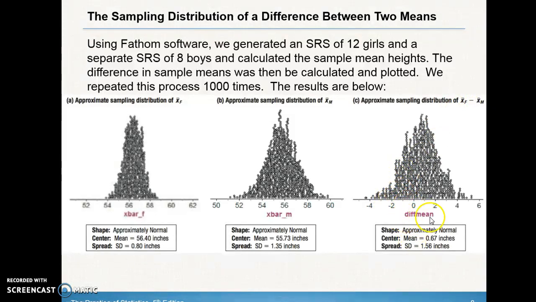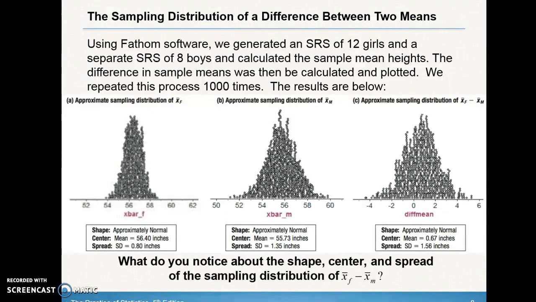So the difference between the means, that sampling distribution has a mean of 0.67 and a standard deviation of 1.56. Okay, now, what do you notice about the shape, the center, and the spread of the sampling distribution of your sample means of your females minus your males? Do you notice anything about the center? Notice 56.4, 55.73. How did we get that 0.67? Maybe we subtracted them.